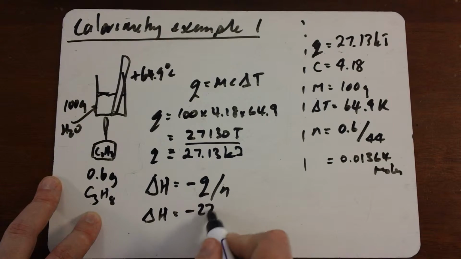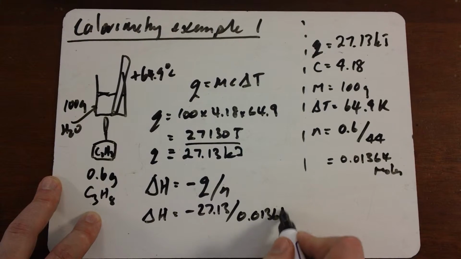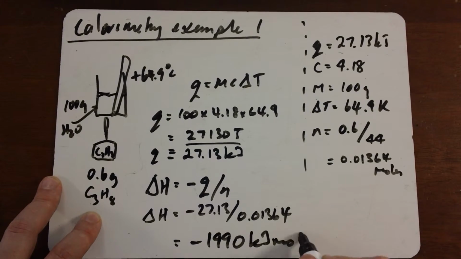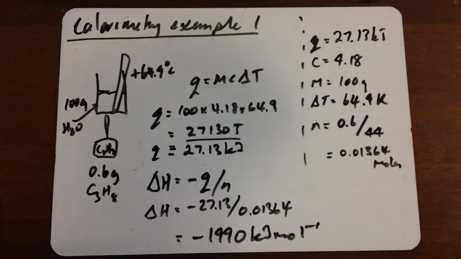So substitute your values in. We've got negative 27.13 divided by 0.01364, and we get an answer of 1990 kilojoules per mole.